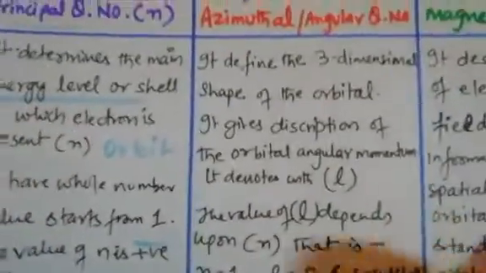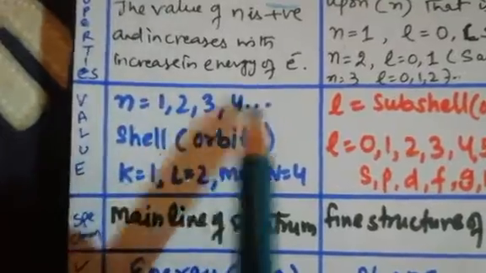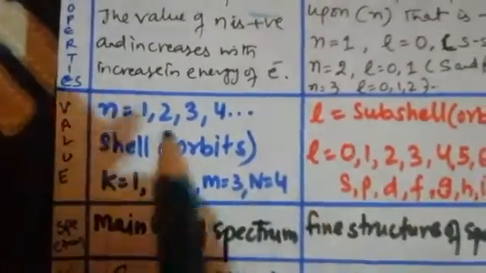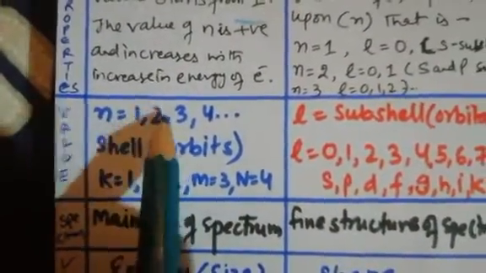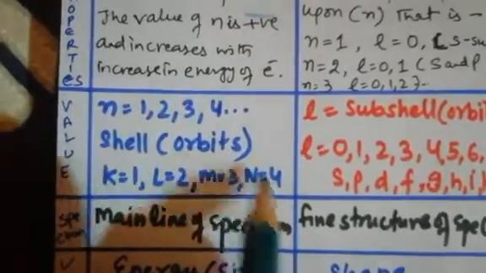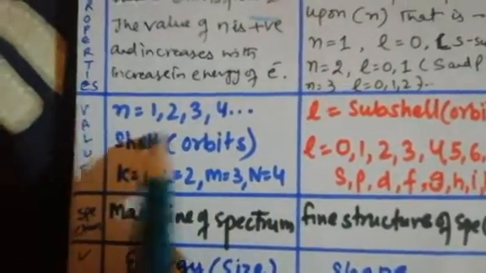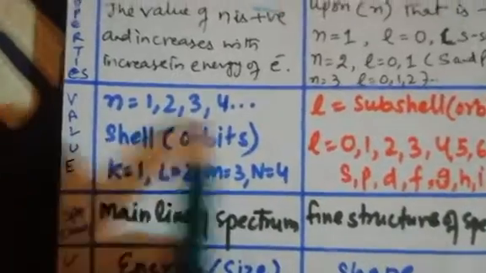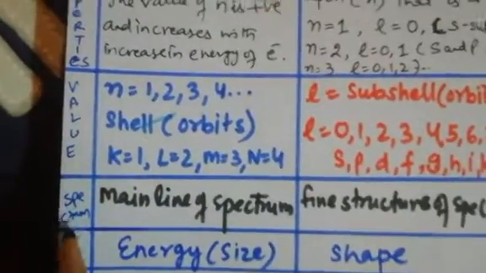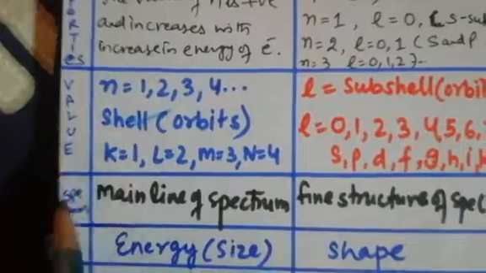Very simple. Next, the values are n equals 1, 2, 3, 4, and we have discussed this in the previous video also. 1 is K, 2 is L, 3 is M, and 4 is N. These are known as shells or orbits. In different books, different language is used. So basically, what is the spectrum nature in this?